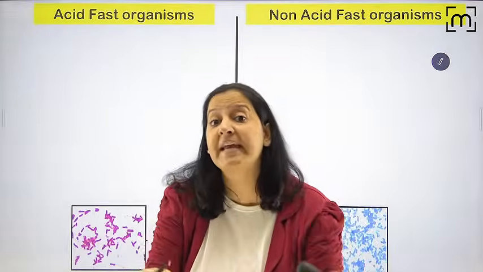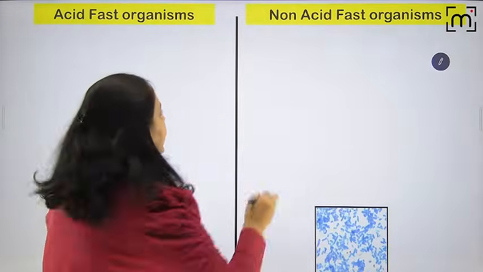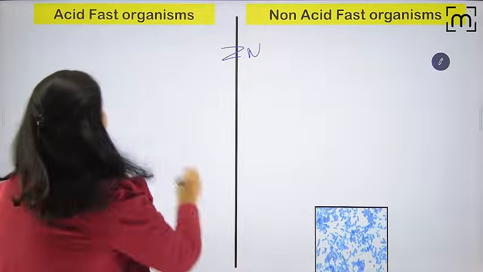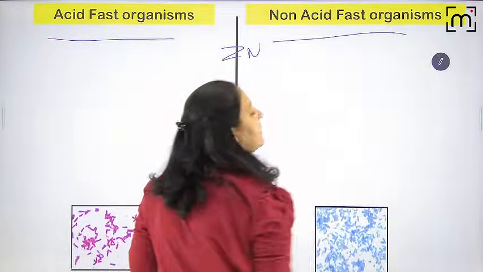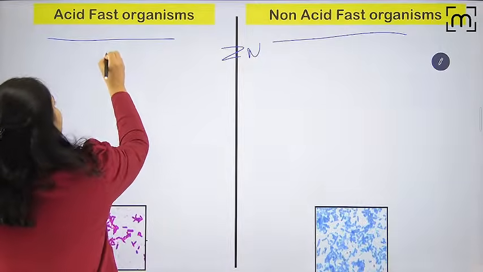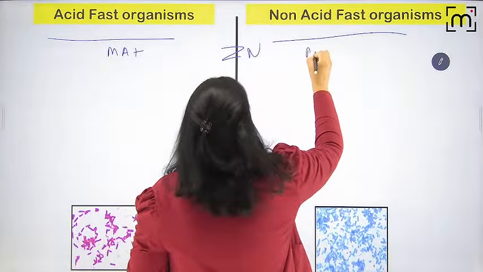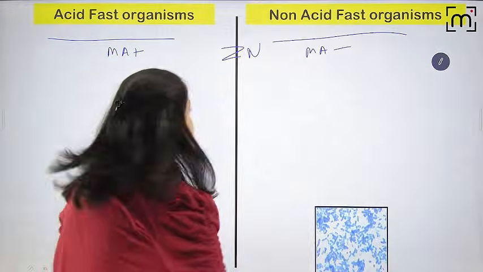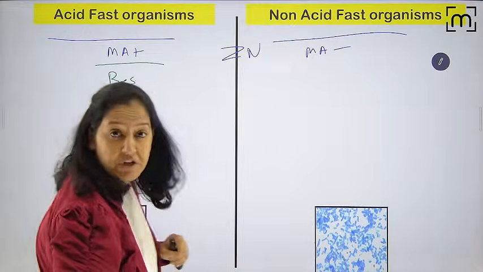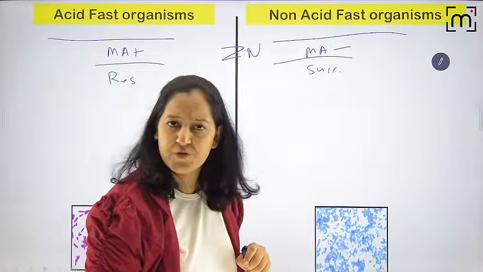So what we have learned, summary. We have learned there are two types of bacteria based on Zn stain, acid fast stain. What are the two types of bacteria? AFO and non-AFO. AFO are the bacteria which have mycolic acid present in their cell wall. Non-AFO are the bacteria in which mycolic acid is absent in the cell wall. Since mycolic acid is present, they are resistant to H2SO4. Since it is absent, they are susceptible to H2SO4.